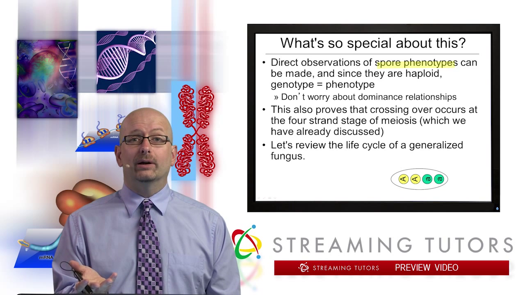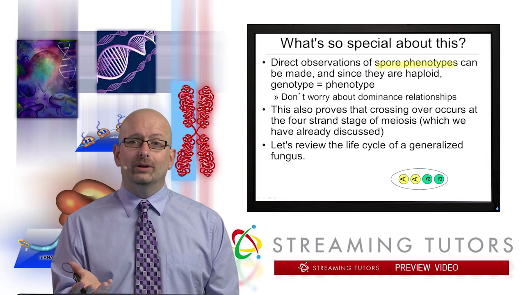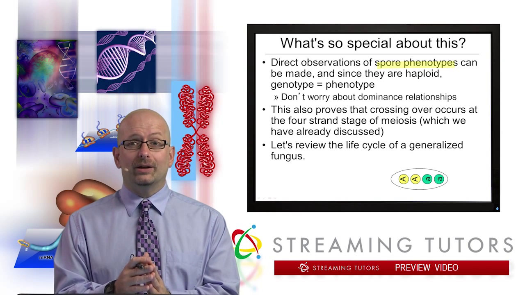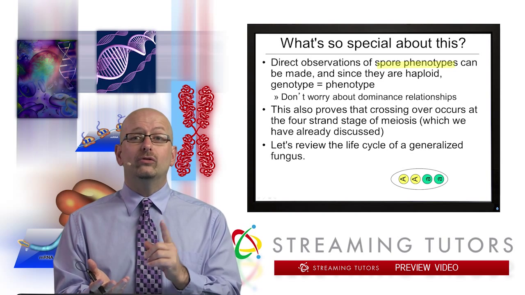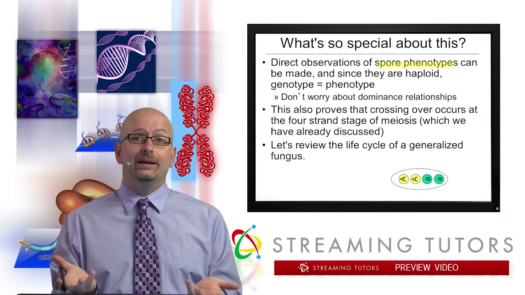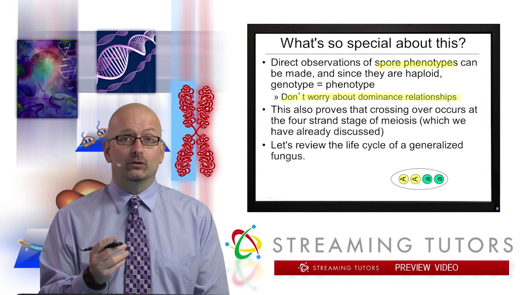The spores could be different colors, they could be different shapes. It doesn't really matter for our purposes. But one interesting thing is that spores are haploid, right? They're the product of meiosis. So since they are haploid, the genotype equals the phenotype. We don't have to worry about any dominance effects or things like that.